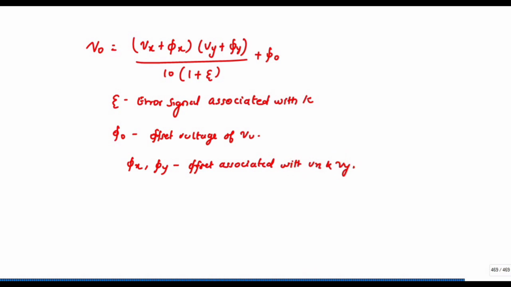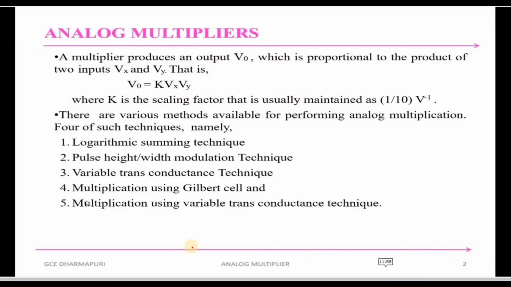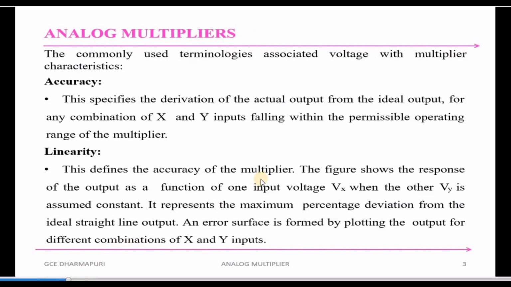Let us discuss the common terms associated with a linear analog multiplier. The first one is accuracy. It specifies the deviation of the actual output from the ideal output, for example, for any combination of x and y inputs falling within the permissible operating range of the multiplier. The next one is linearity. It defines the accuracy of the multiplier.